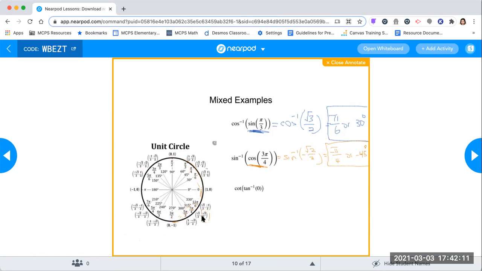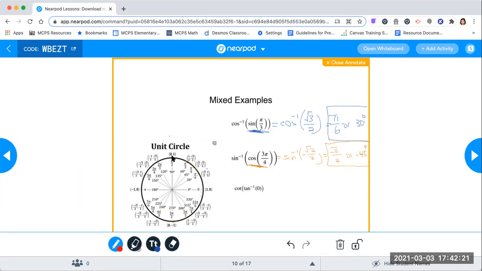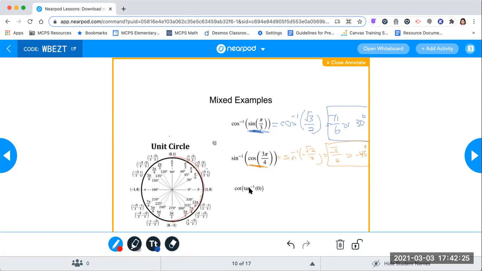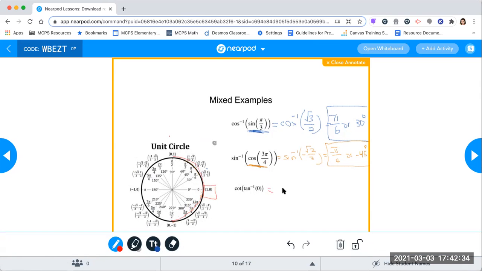Okay, so the last one here is cotangent of inverse tangent of 0. Okay, so tangent is always interesting. Cotangent and tangent are always interesting. So inverse tangent, just like inverse sine, lives here. Okay, so inverse tangent of 0, where do you have y over x of 0? It's going to be right here, right? It's going to be at 0 degrees or 0 radians.